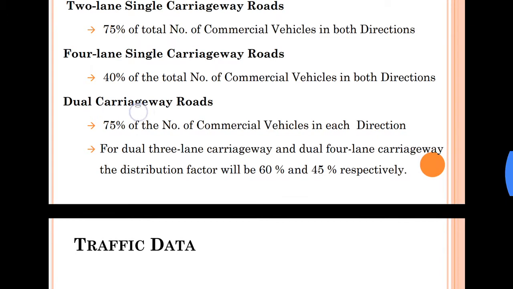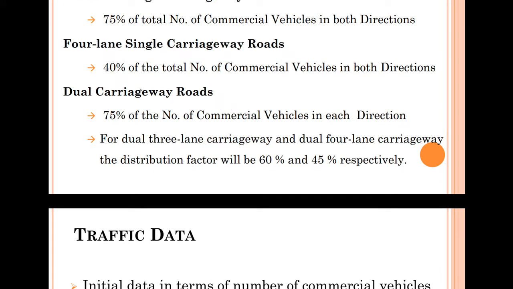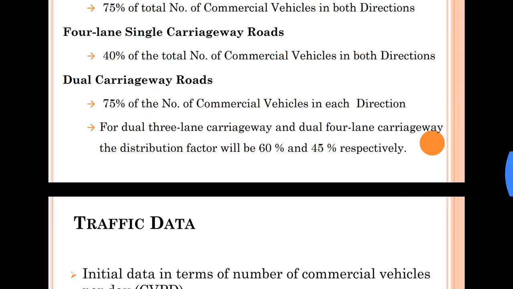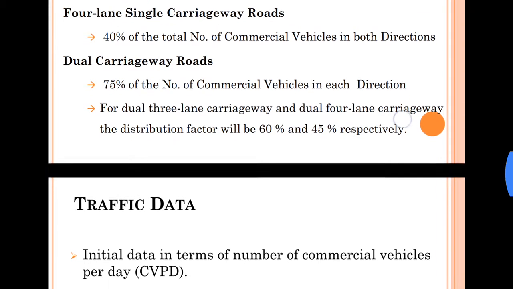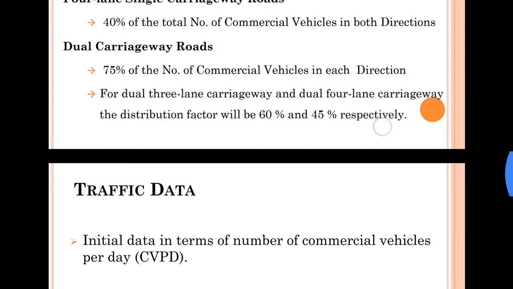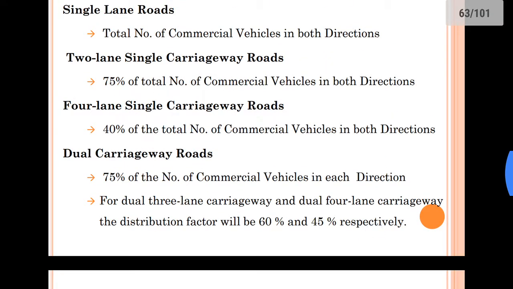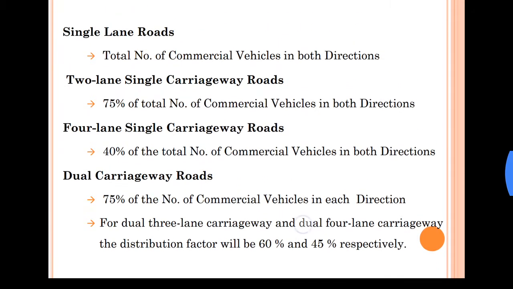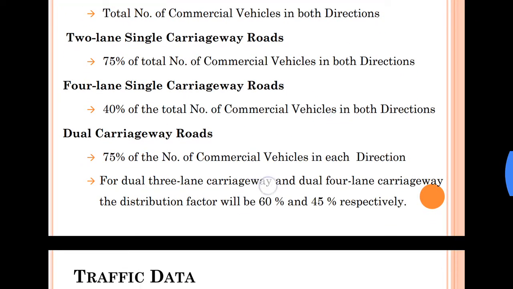Then for dual carriageway roads, 75% of the number of commercial vehicles in each direction. And for dual 3-lane carriageway and dual 4-lane carriageway, the distribution factor will be 60% and 45% respectively. So these are the standards which have been given in IRC 37 and we can make use of these when we are designing the roads.